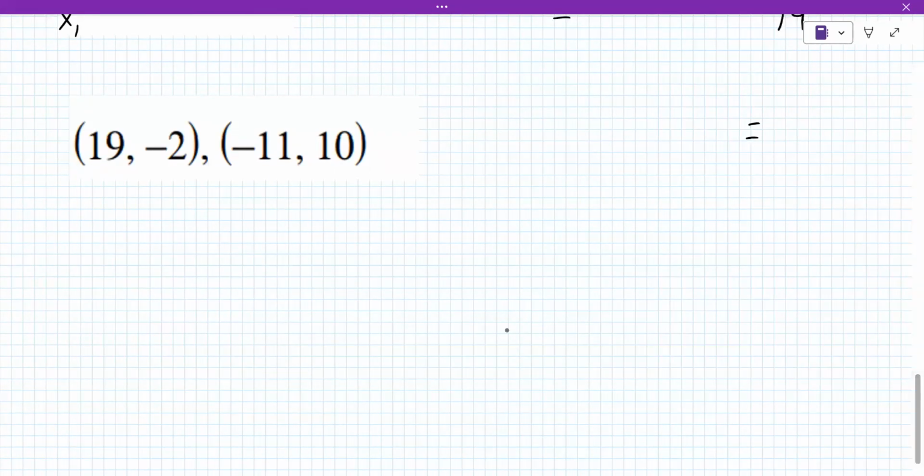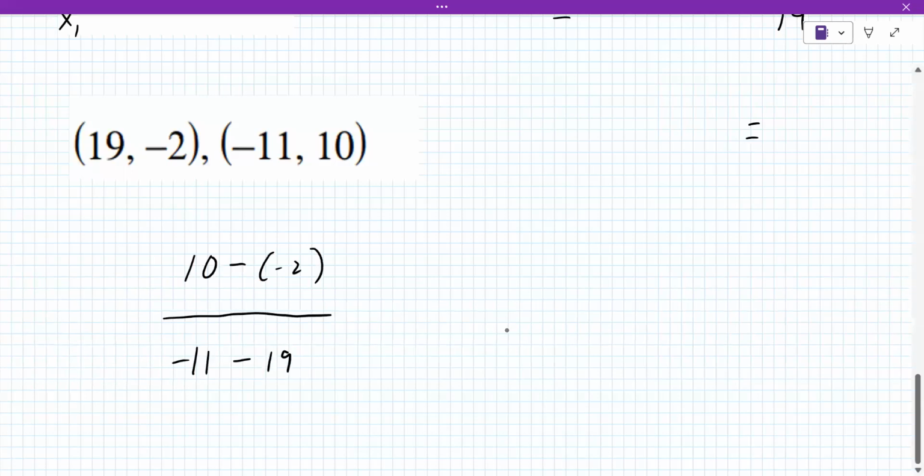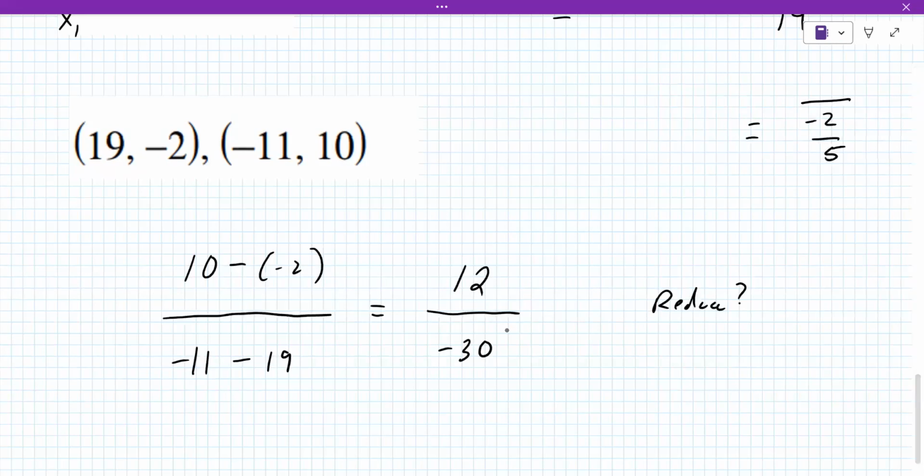Okay, let's take a look here. So it's 10 minus a -2 over -11 minus 19. And that's 12 over, yeah, 12 over negative 30. Okay, so the answer is negative, but now can you reduce? Yes, you can make that 2 over -5. Yes, the final answer is -2/5.